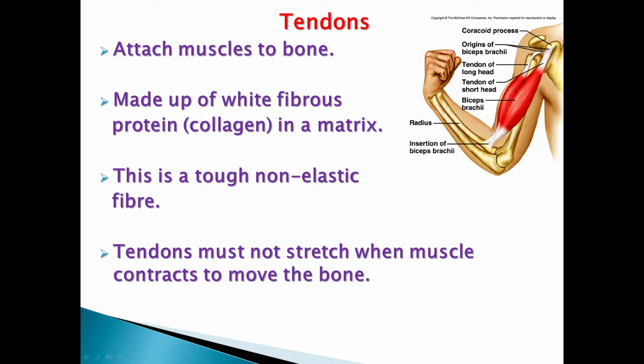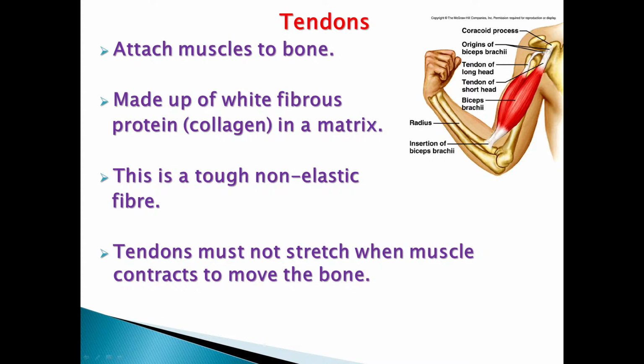The second pointer: what tendons are made up of. They are saying that they are made up of fibrous protein, collagen, and it is normally in what is called a matrix. So that is what makes it up. They are also tough. They are saying that tendons are normally tough, but they are non-elastic. And that is a difference between tendons and ligaments, because ligaments, of course, are elastic.